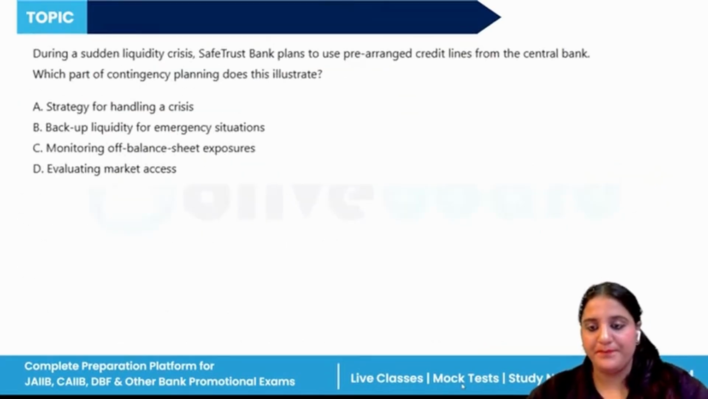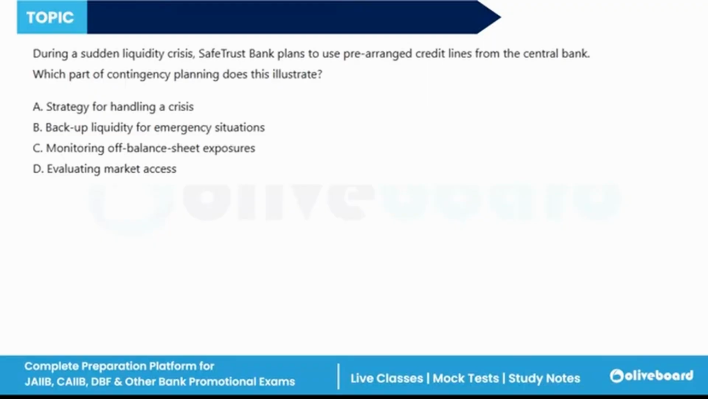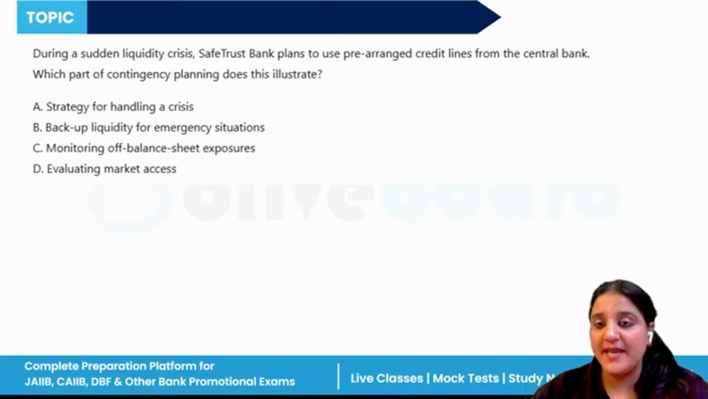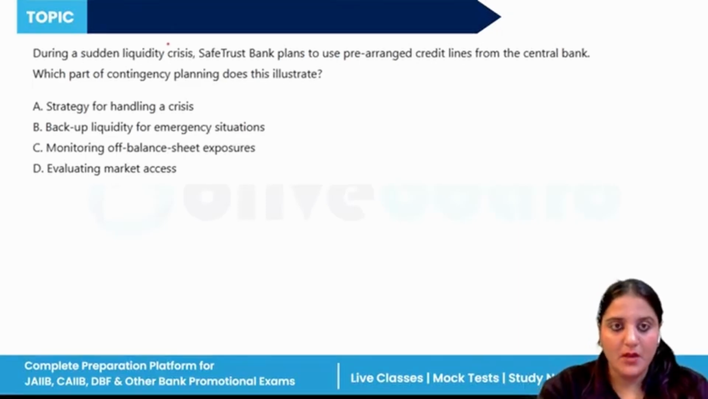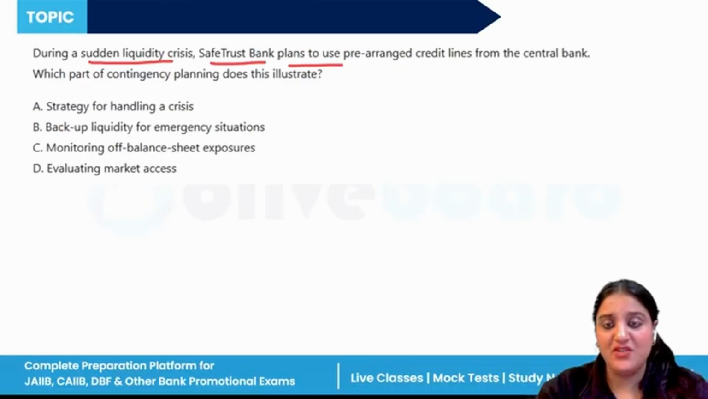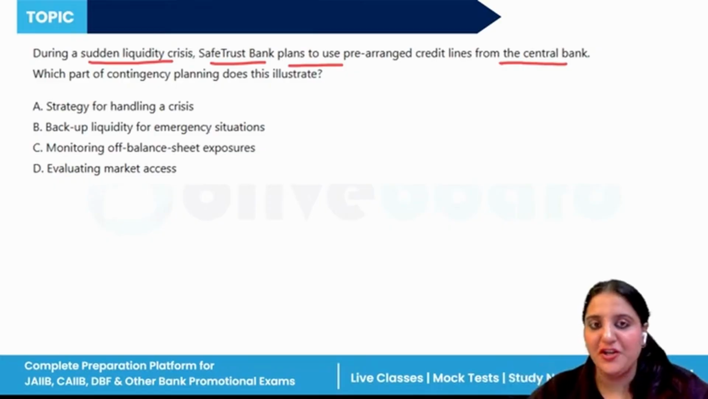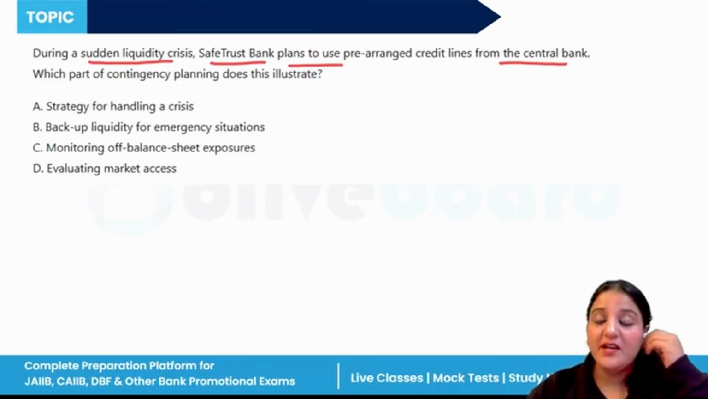Next question. The next question is saying: during a sudden liquidity crisis, Safe Trust Bank plans to use pre-arranged credit lines from the central bank. So which part of contingency funding does this illustrate?